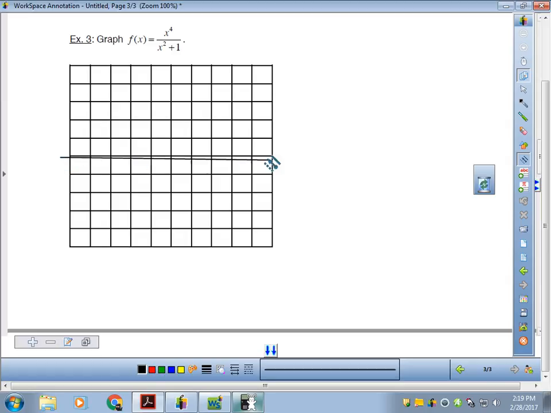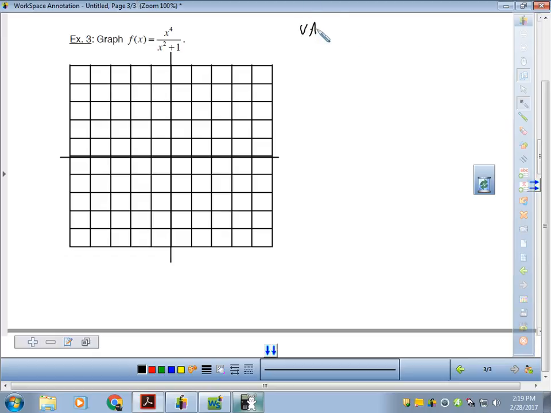And draw my axis lines in really quick. Alright, so first step is to factor. The top does not factor, the bottom does not factor, so no factoring can work.